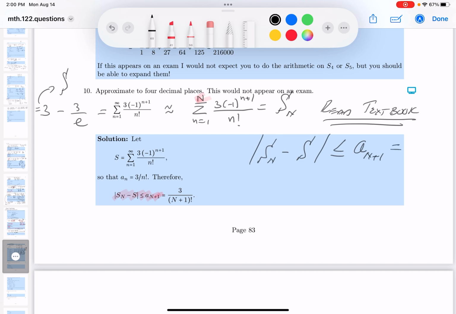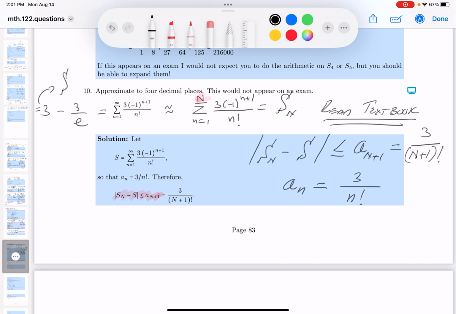What's that going to be? Well, let's write this down. a_n is going to be 3 over n factorial. So the (n+1)th term is just 3 over n... I'm sorry, I should use the big N. Big N plus 1, uppercase N, factorial.